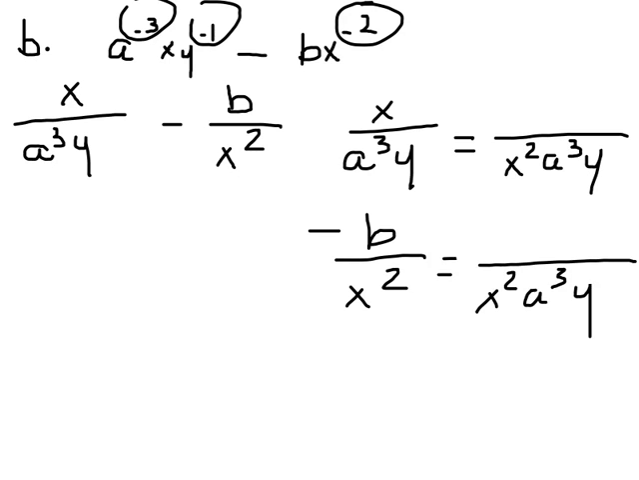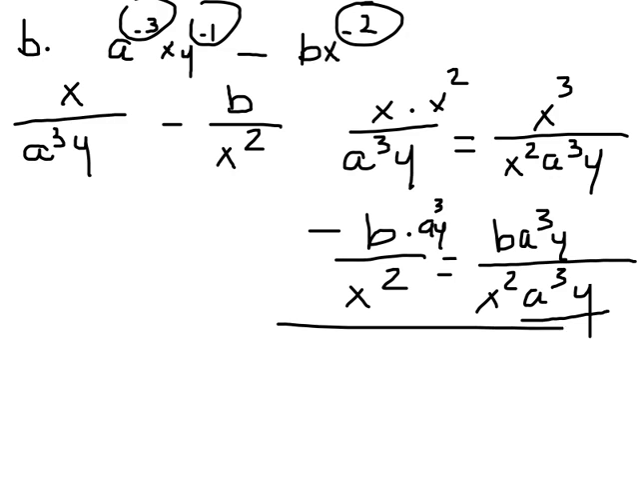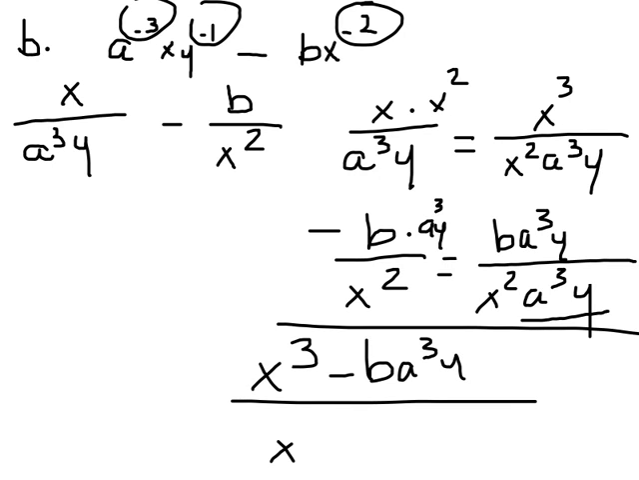Here I'm going to be multiplying by a cubed y, and I'm going to get b a cubed y. And here I'm going to be multiplying by x squared. x times x squared is x cubed. So my final answer is x cubed minus b a cubed y over x squared a cubed y. That's the final answer.